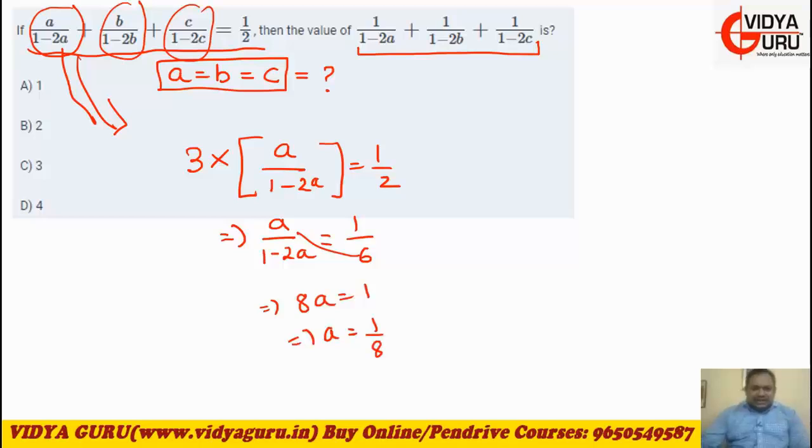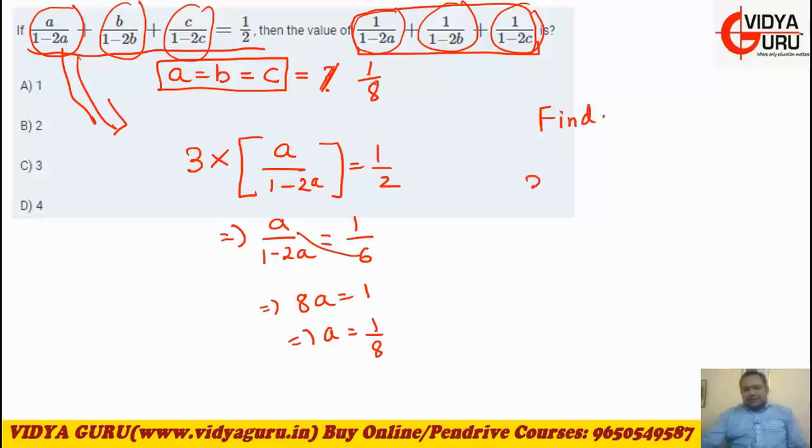So you can say that a is equal to b is equal to c is equal to 1 by 8. Now based on this assumption, you have to find the value of this expression. This expression is also symmetrical. There are 3 terms, so instead of adding 3 terms separately, I would say that I have been asked to find 3 times of 1 by 1 minus 2a.